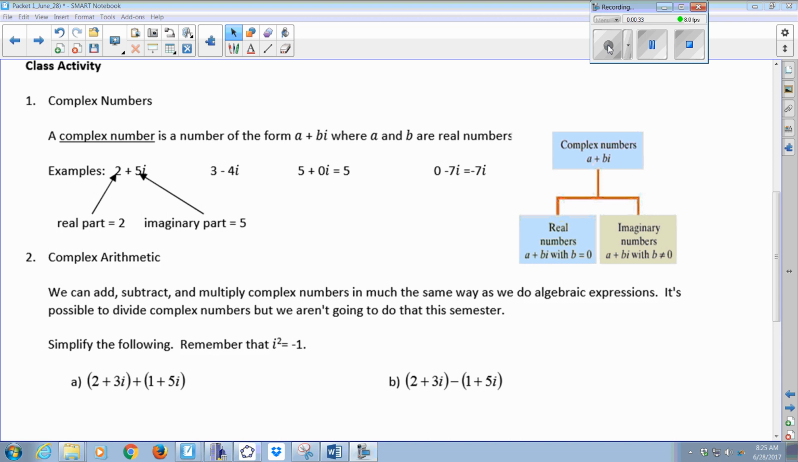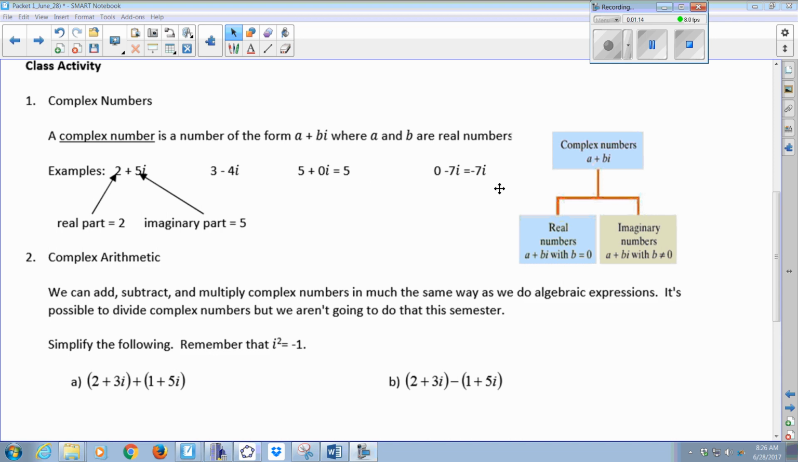The first example, 2 plus 5i, is a complex number. We call 2 the real part of the complex number and 5 the imaginary part, because notice after 5 we're multiplying 5 by i, the imaginary unit. 3 minus 4i is another example of a complex number. And then we see the situation where b is equal to 0. And when b is equal to 0, this simplifies to 5, a real number. When a is 0, this simplifies to minus 7i, an imaginary number in the complex number system.